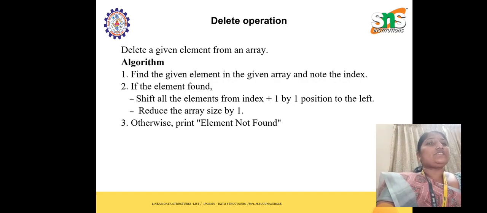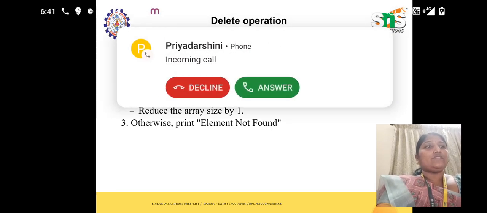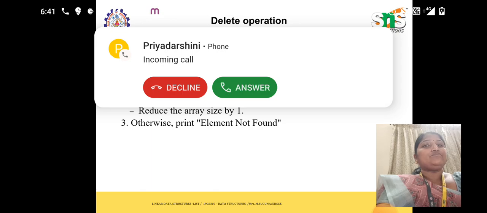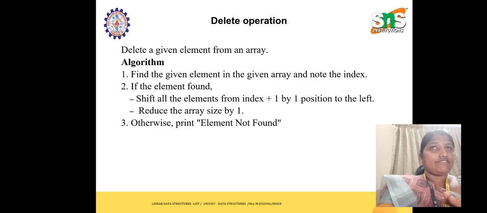Deletion means the last element is removed, so the number of elements is decremented. And if we want to delete an element from a specific position, the elements from that position onwards are shifted left in order to fill the gap created by the removed element.